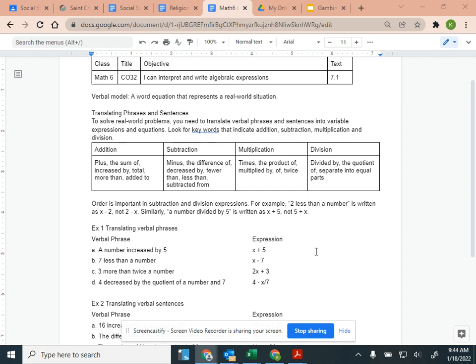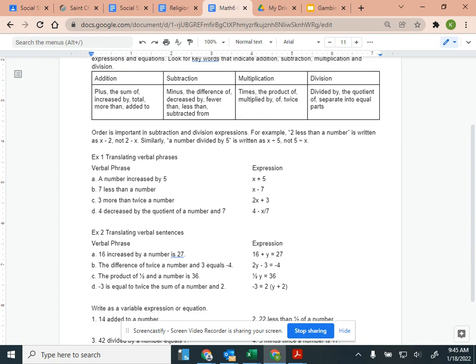First thing we have to know is what operation these words are telling us to do. To solve real-world problems, you need to translate verbal phrases and sentences into variable expressions and equations. You need to look for key words that indicate addition, subtraction, multiplication, and division. So when you're reading or hearing somebody say a problem out loud, you need to know what operation they're talking about.